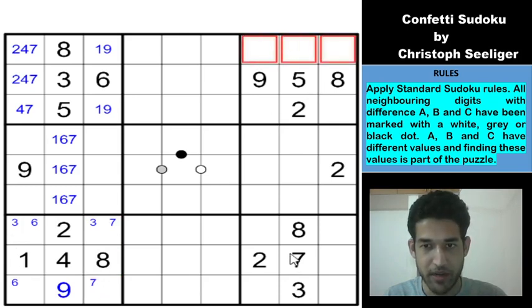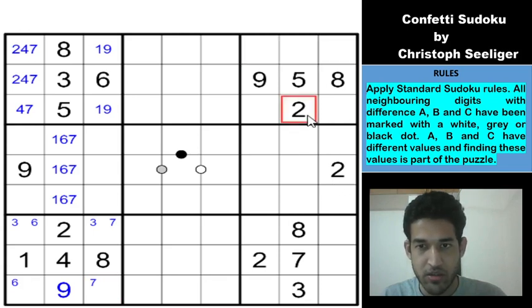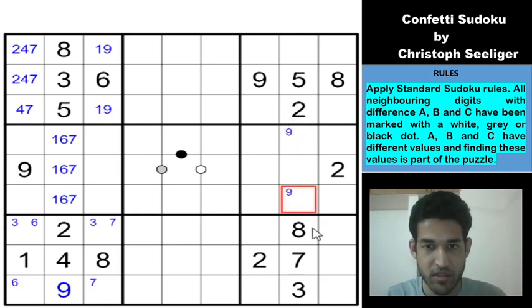Let us look at this part of the grid now, the last 3 columns, and see if we can do something. 3, 7, 8, 2, 5. So remaining candidates are 1, 4, 6, 9. 9 can't be here and 9 can't be here. So 9 must be in one of these 2 cells. So I don't think we can do anything much here because there are quite a few possibilities for each of the cells there. So let us move on to the variant part now and see if we can deduce something or reduce the values of A, B and C.